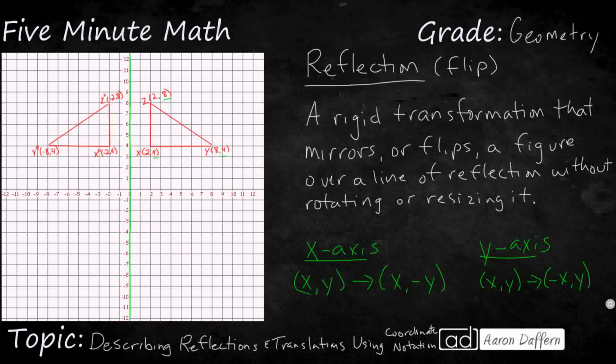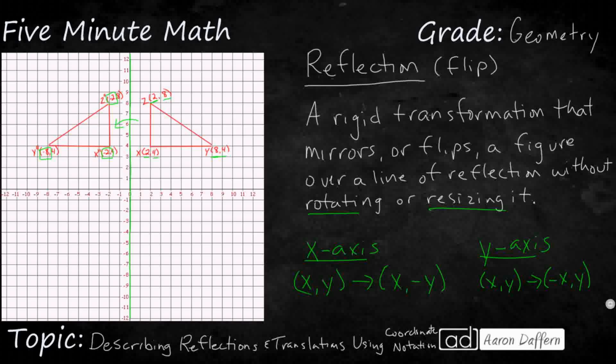So now my line of reflection is my y-axis, and we're going to flip it over from quadrant 1 over to quadrant 2. Notice that instead of changing my y values, I'm now changing my x values to where they are the opposite. So my 2 switches to -2, right? My 8 switches over to -8, and then my 2 up here changes over to -2. So we have our XYZ now to X double prime, Y double prime, Z double prime. Now remember, these are rigid transformations, so they simply flip an object over a line of reflection. They don't rotate it, they don't resize it.